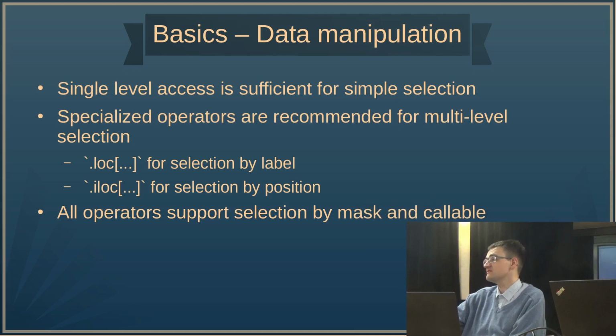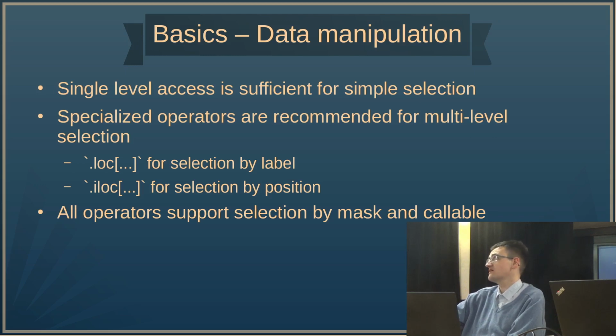You separate the column and the row by comma, and you can slice as you would in normal lists. You can select multiple columns, multiple rows, single column, single row, whatever you want, whatever the combination, and you can assign in the same way.